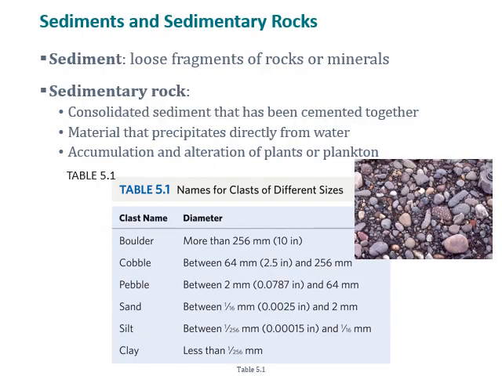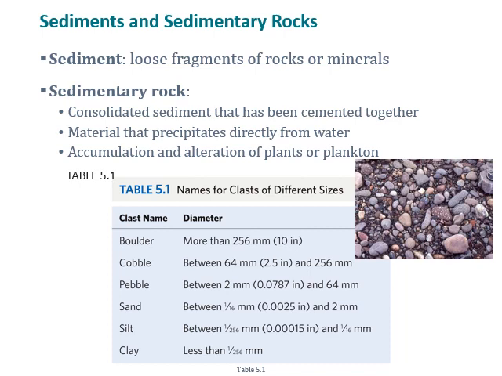We'll begin with a few definitions of sediments and sedimentary rocks. Sediment are defined as loose fragments of rocks or minerals present at Earth's surface, whereas sedimentary rock can be a variety of 3 different types. The first being consolidated sediment that has been cemented together. Sedimentary rock can also be material that precipitated directly from water and has hardened. Or sedimentary rock can form from the accumulation and alteration of plants or plankton.